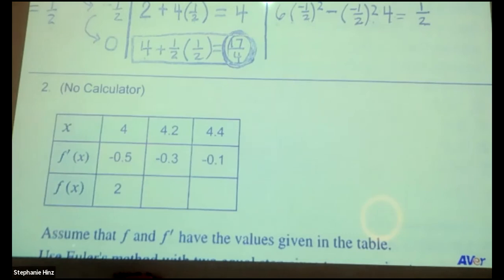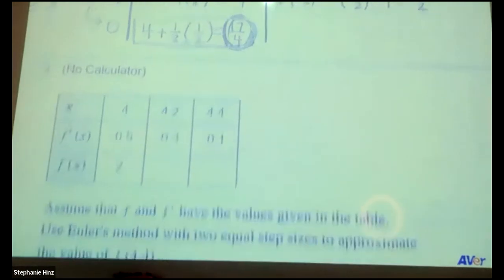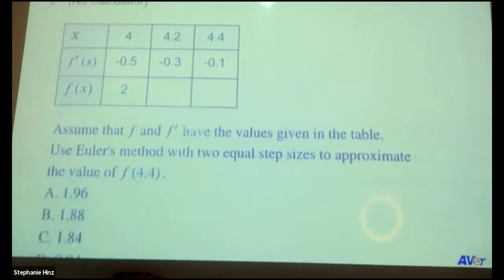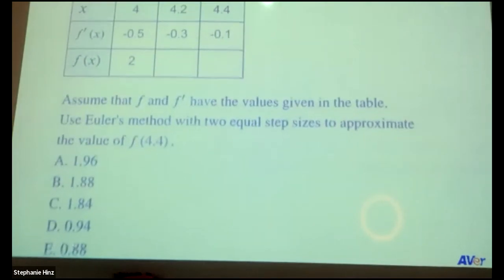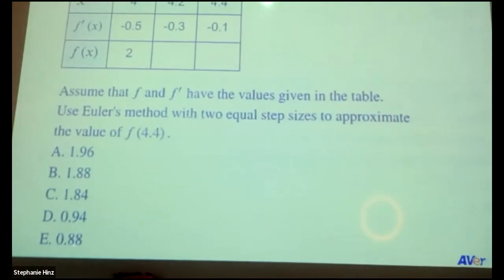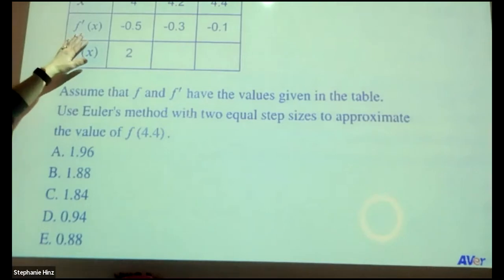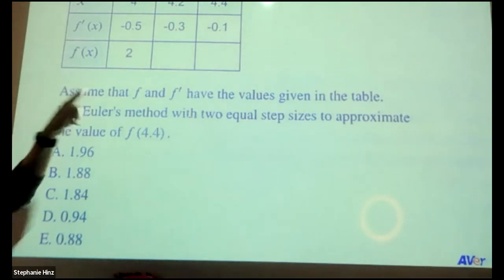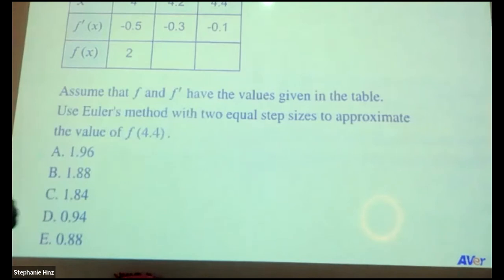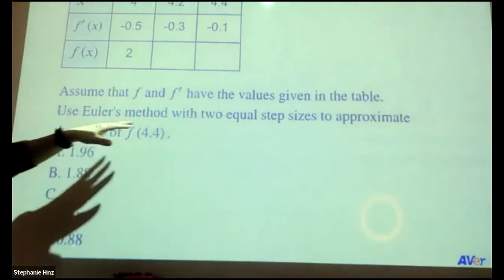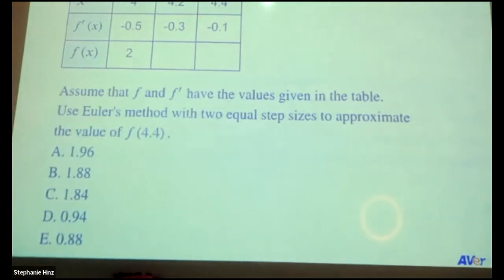All right, so question number 2 has a table. It says, assume that f and f prime, notice in this one, f prime comes first, which is strange, usually f does. Assume that f and f prime have the values given in the table. Use Euler's method with 2 equal step sizes to approximate the value of f of 4.4. And believe it or not, even though we have decimals in here, this one is still marked as a non-calculator style question.